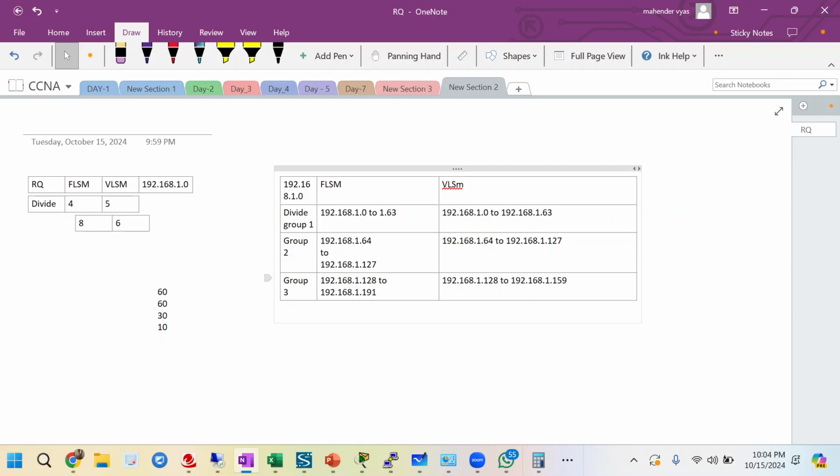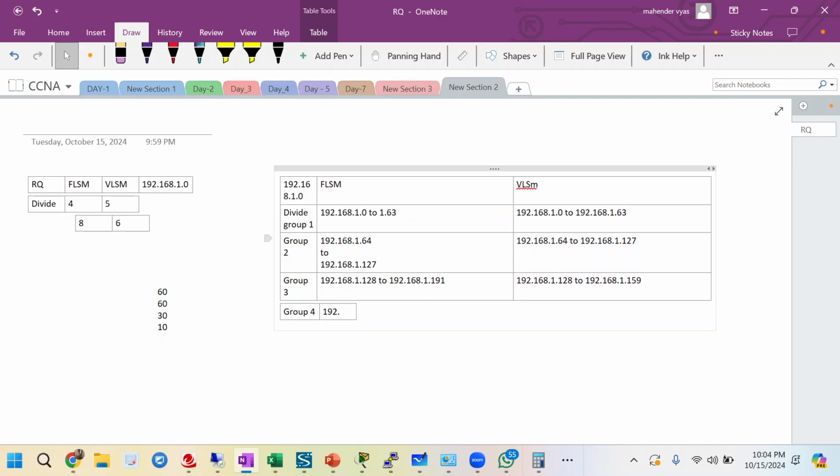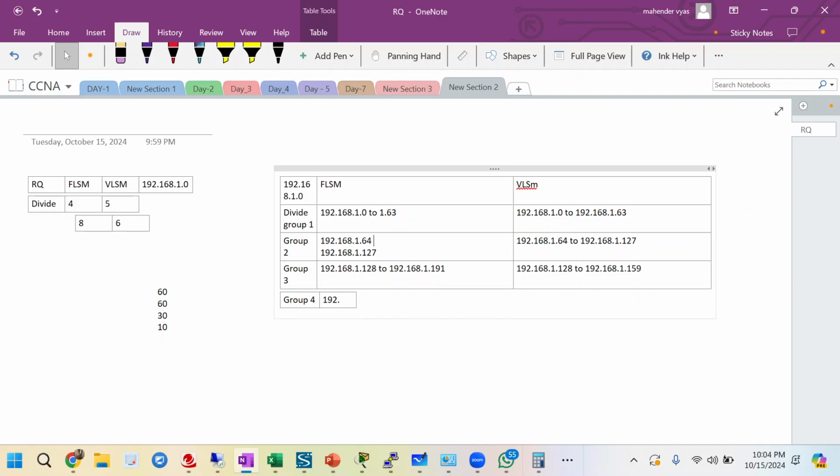Now let's see group 4. The addresses can be saved in VLSM. We can save addresses in VLSM, but in FLSM we cannot save addresses. If you use FLSM, all the groups should have the same number of addresses.